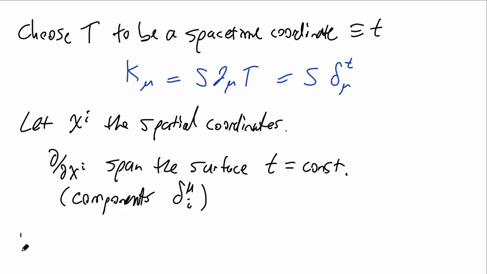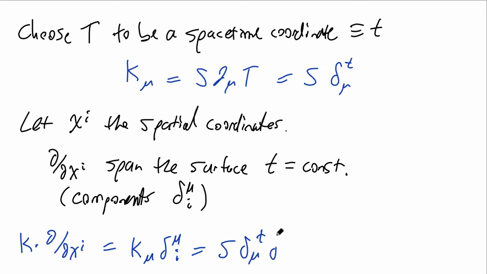Now let's take the inner product between our Killing vector field k and one of these basis vectors d by dxi. So that's k inner product with d by dxi. In terms of components, that's k sub mu delta mu I, but k sub mu is s delta mu t, then times delta mu I, and this of course is 0. So this tells us that the Killing vector field k is orthogonal to each of these spatial basis vectors. In other words, it's orthogonal to the t equal constant surfaces. And this is what's meant by saying that k is hypersurface orthogonal.